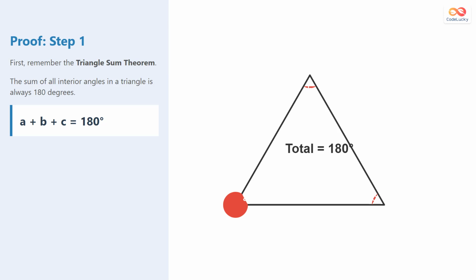Why is this true? Let's prove it in two simple steps. First, recall the triangle sum theorem. We know that the three angles inside any triangle always add up to 180 degrees. So, angle A plus angle B plus angle C equals 180.